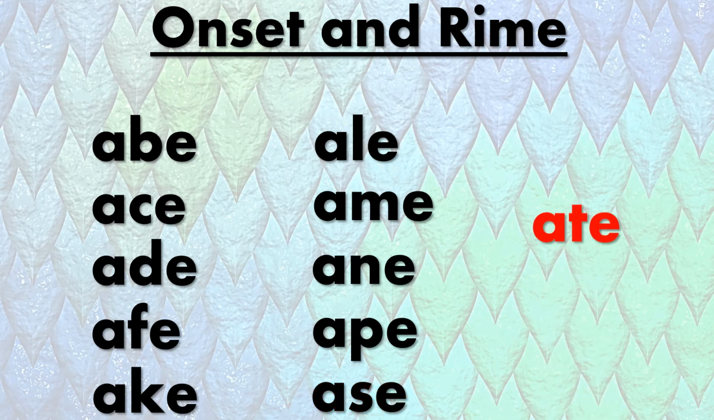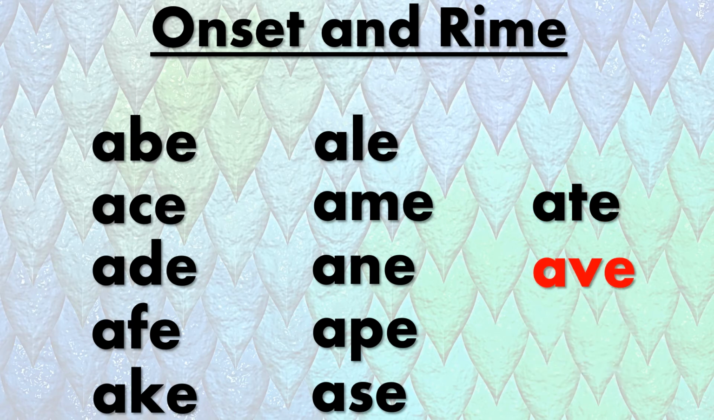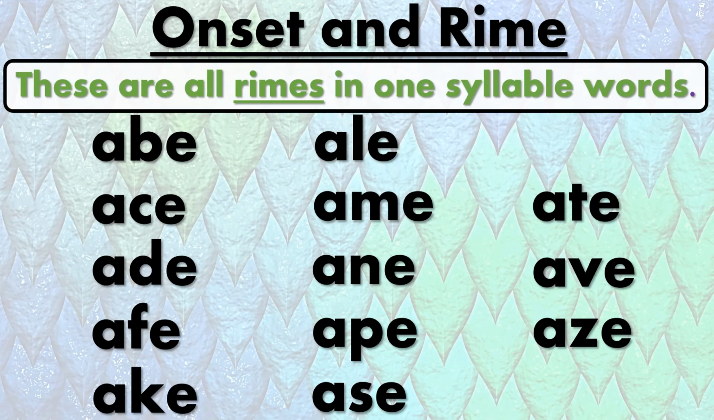Ace, eight, ave, a's. These are all rhymes in one-syllable words. Now we will see some of the words that they can make.